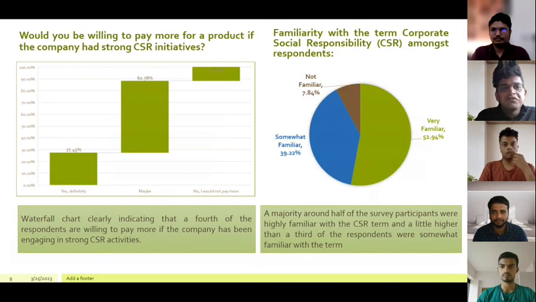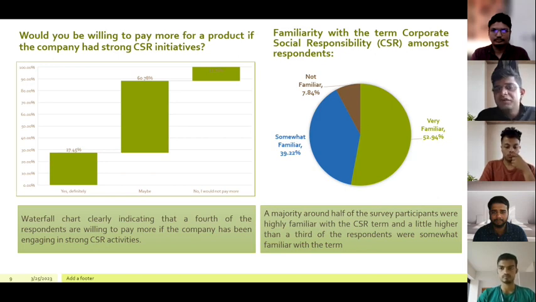And we also wanted to know if the consumers would be willing to pay more for a product if the company had strong CSR initiatives. So we got a response to the tune of 27.45% of respondents stating that yes, they would be willing to pay more for a product, whereas a sizable population, that is 60.78% of respondents, stated that they would not be sure if they would be in a position to spend more for a company that had strong CSR initiatives.